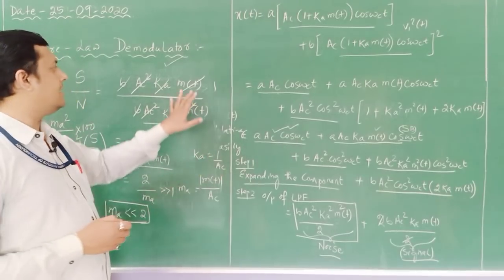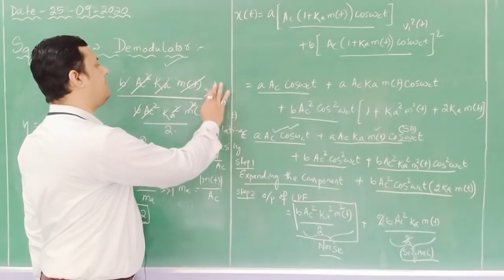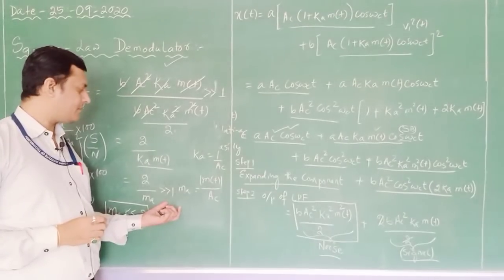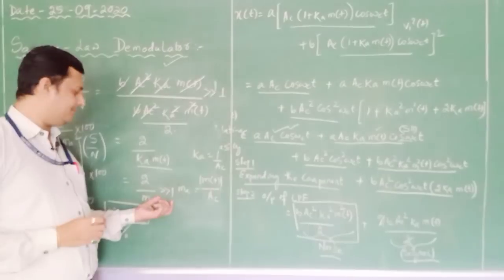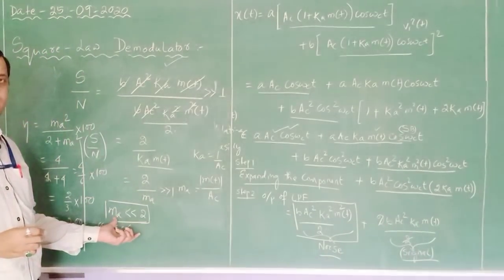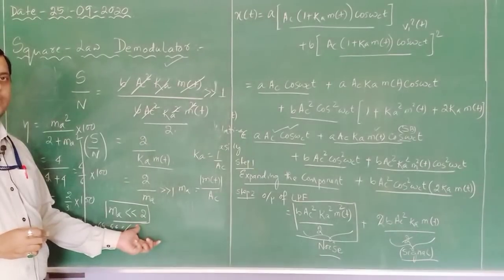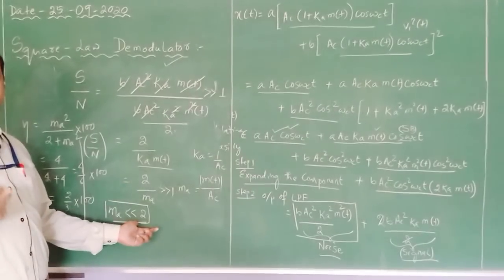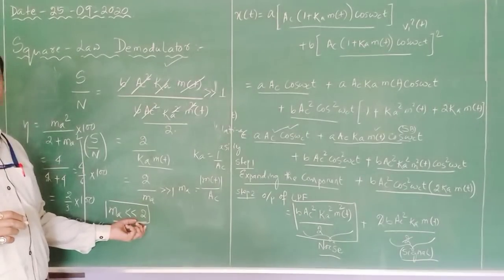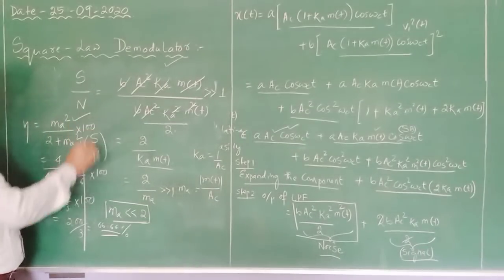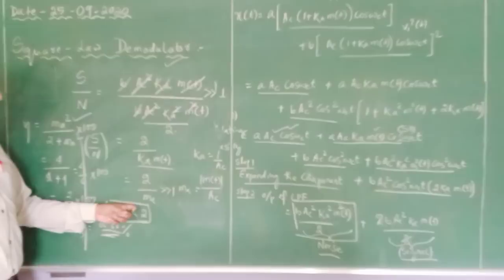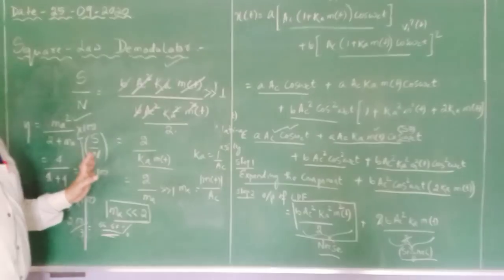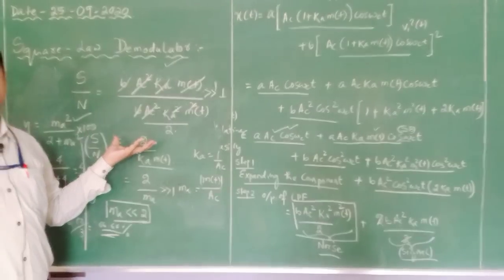So for reconstruction, signal to noise ratio must be very much greater than 1. Once it is very much greater than 1, that means our modulation index is less than 2. If the modulation index is less than 2, it can be 1, it can be 0.5. But if I take the maximum, 2, my efficiency will become 66%. If you consider m equal to 1, your efficiency will become 33%. That means in the practical case it is 33% efficient, not more than that.